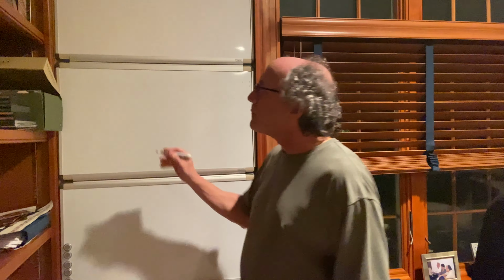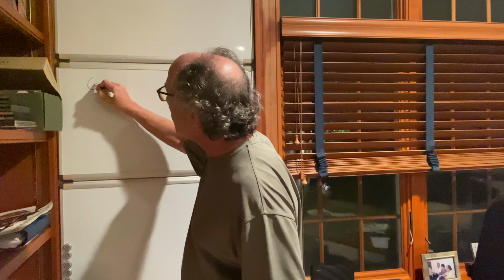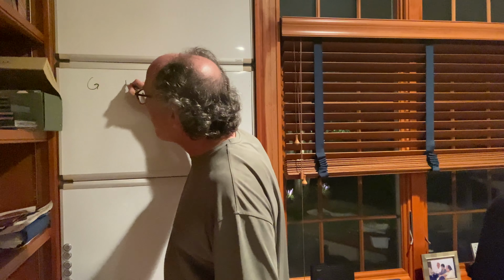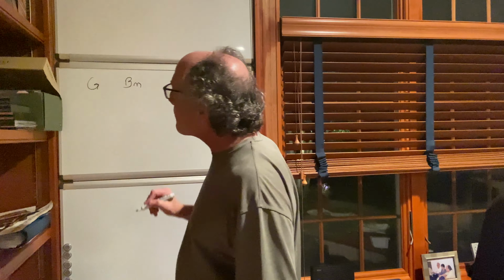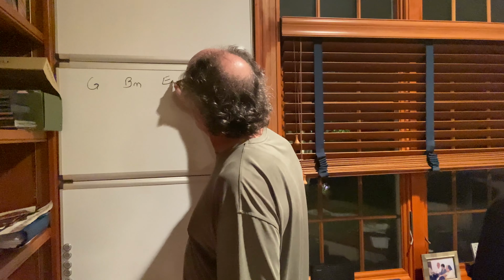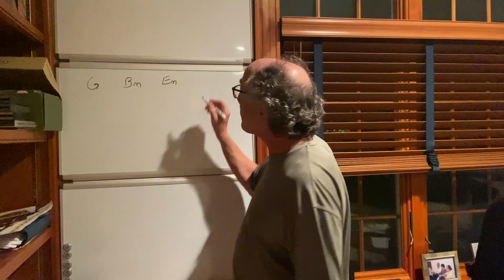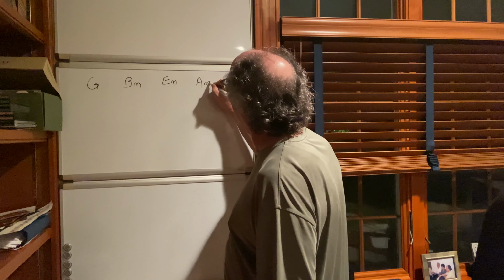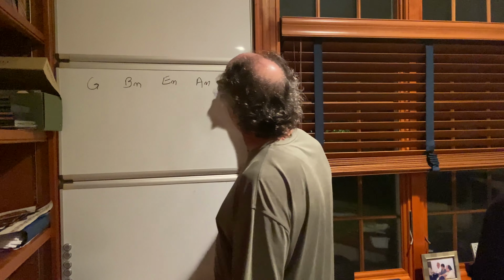Let's write a chord progression. We'll do it in the key of G. We'll start with a G, then go to B minor, then E minor, then A minor, and then D.